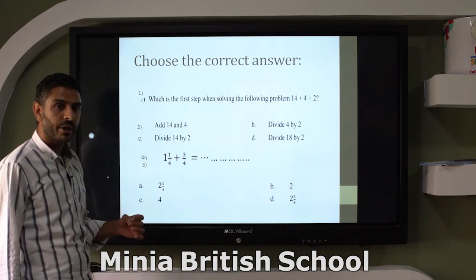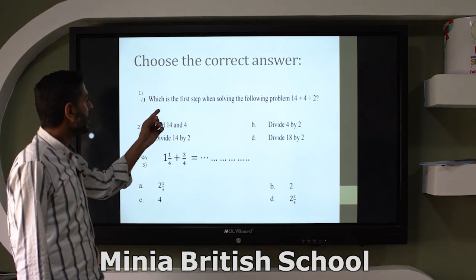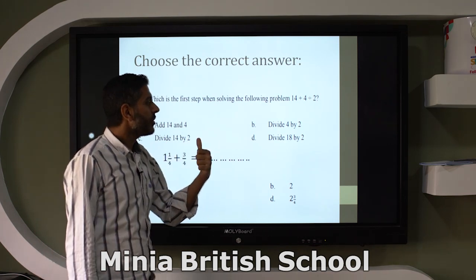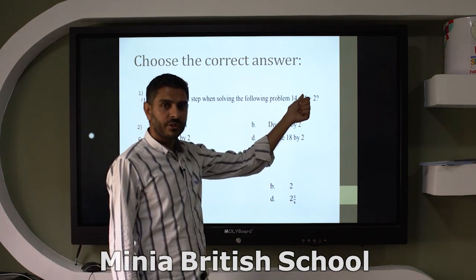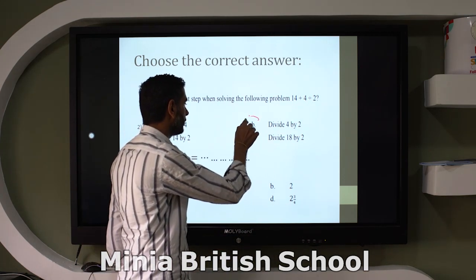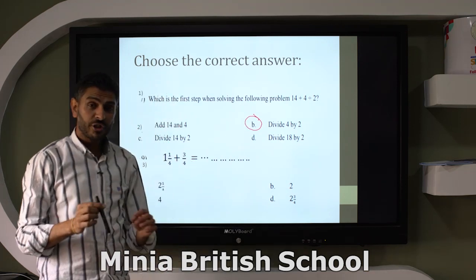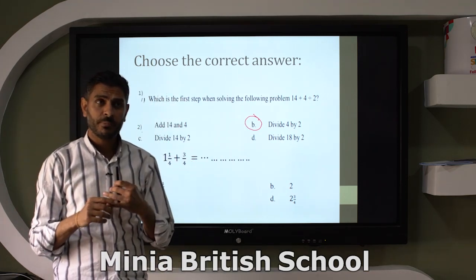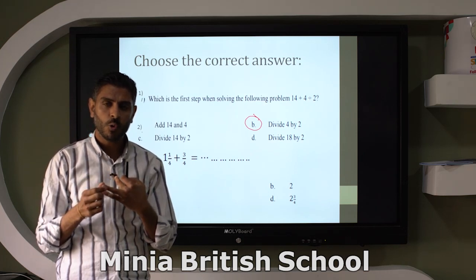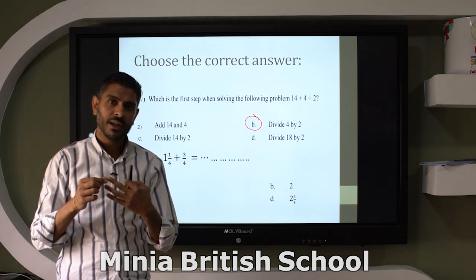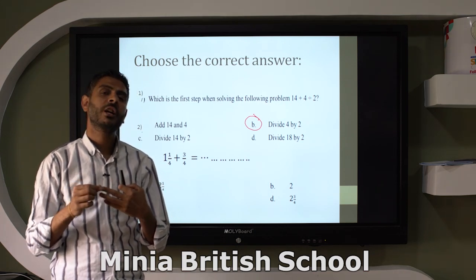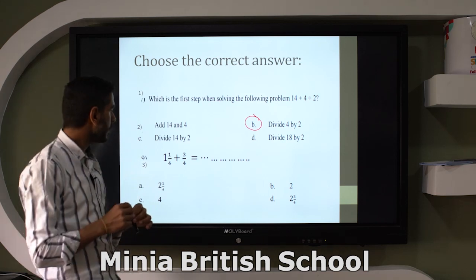Number one, choose the correct answer, which is the first step when solving the following problem. The first step here is 4 divided by 2. Pay attention, please. First step, between brackets first, then multiply or divide from left to right, and the last step, addition or subtraction from left to right.